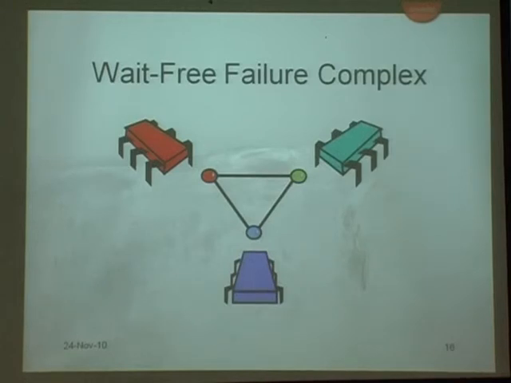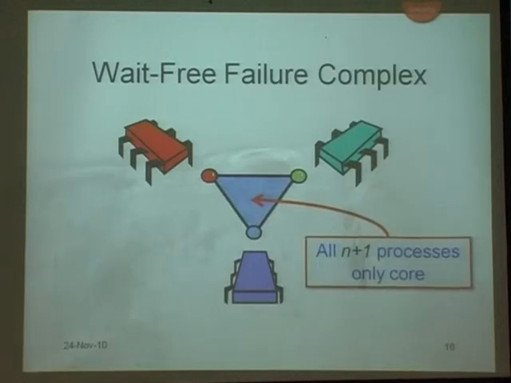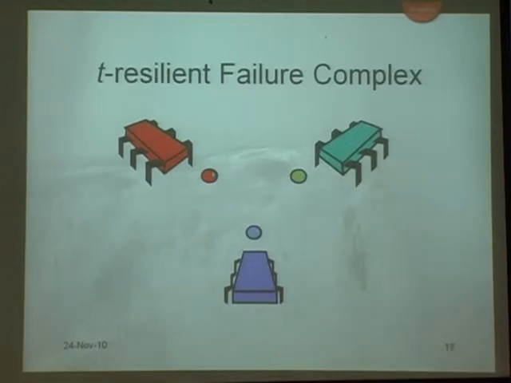For the wait-free failure complex, what are the cores? What is it safe to wait for in a wait-free world? None of them. So in a wait-free world, the only core is the entire set of processes. So you're right. You're allowed to wait for all of them, but since you're already there, you wait for none of the others is what I should have said. So what you said was correct. So this is the only core in the wait-free world.